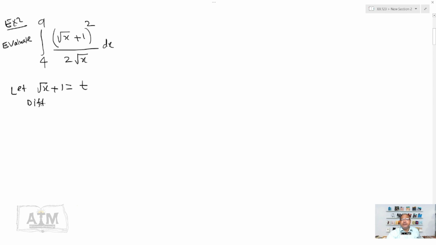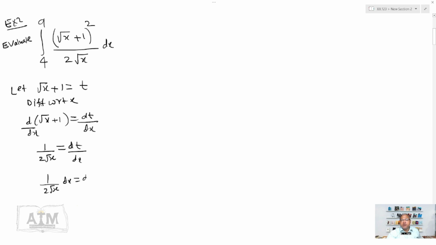Now differentiating with respect to x. So the differentiation of root x plus 1 with respect to x equals dt by dx. The derivative of root x is 1 upon 2 root x, and the derivative of 1 equals 0, equals dt by dx. Therefore 1 upon 2 root x dx equals dt. Call it equation 1, call it 2, and call it 3.